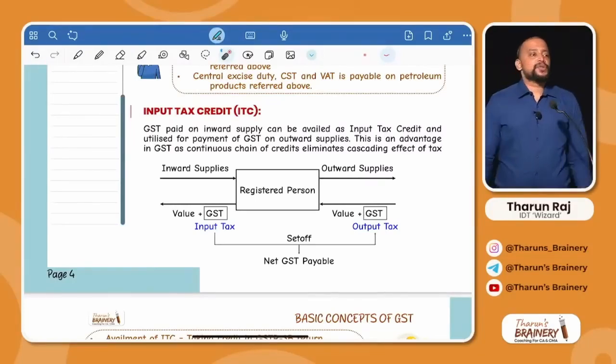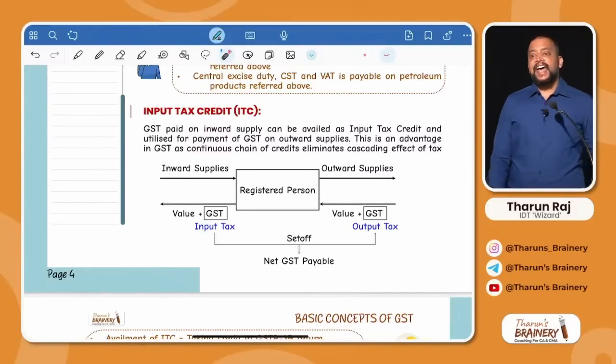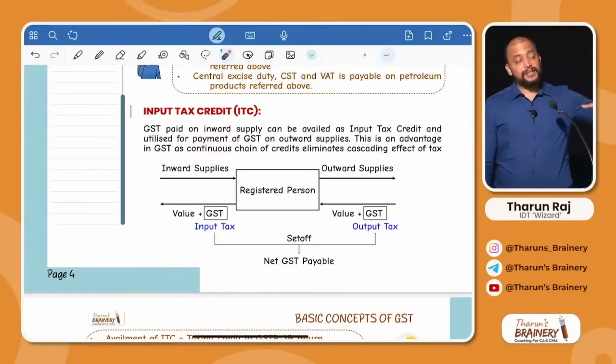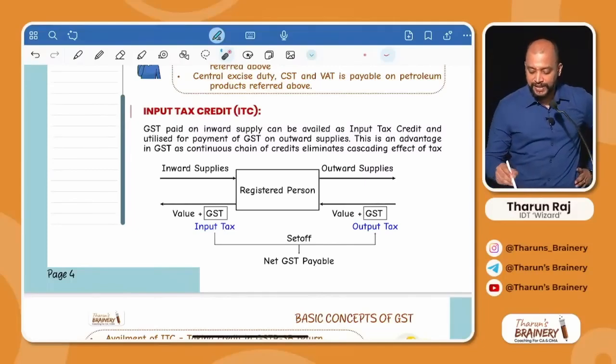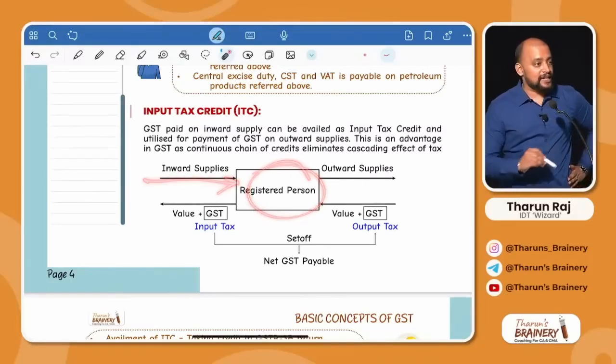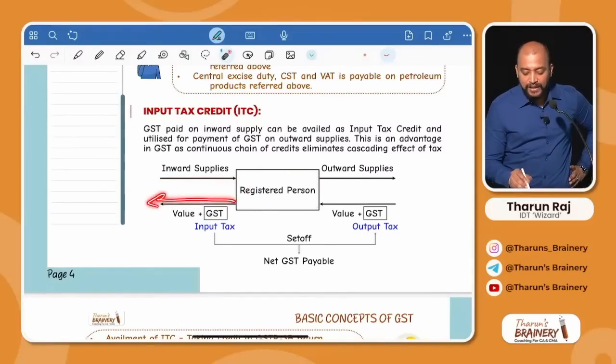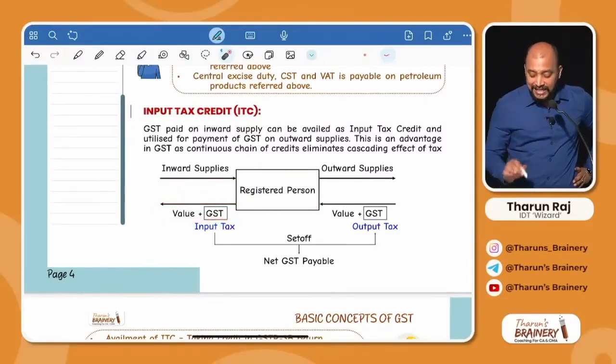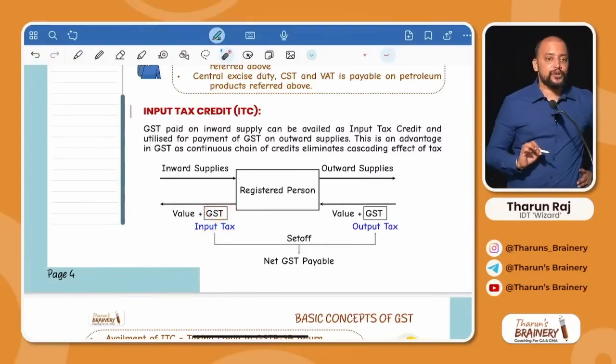Input tax credit means what? Already I told you, tax paid on inward supplies. That is, I am making some purchase, I am a registered person, I am making some inward supplies. When I am making some inward supplies, I will pay value plus GST. This GST paid on inward supply is known as input tax.